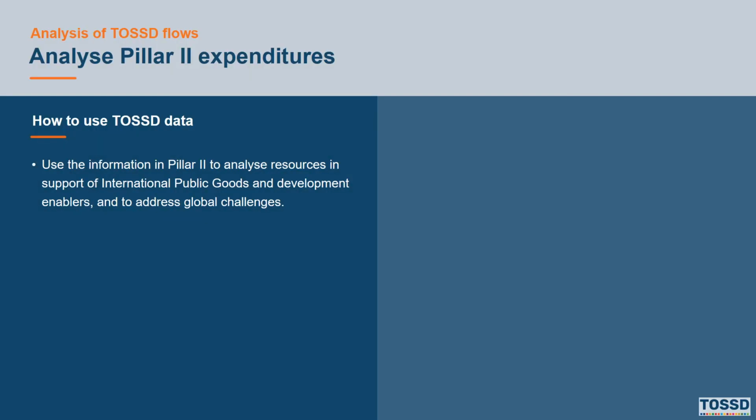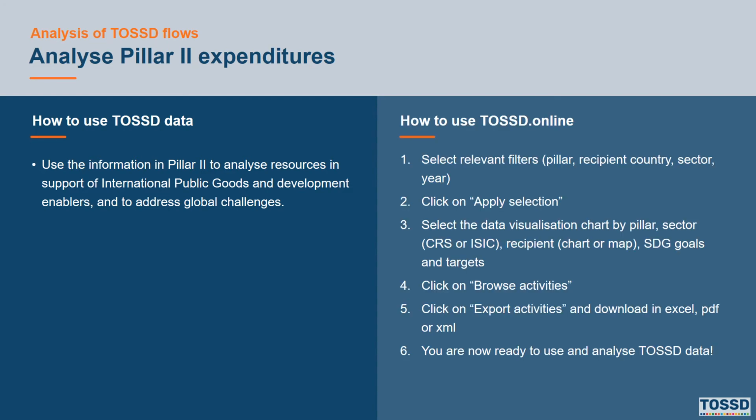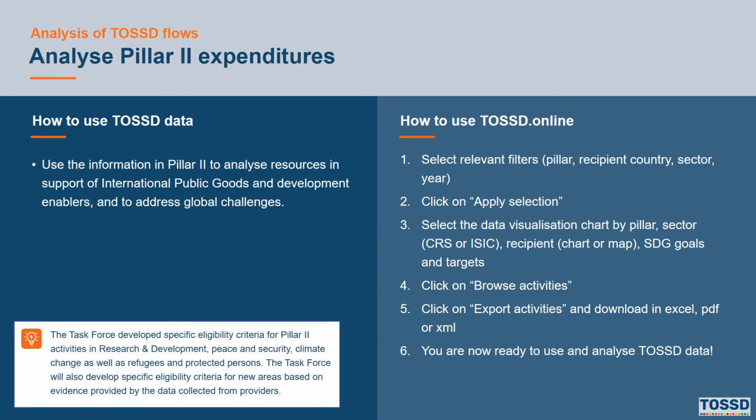FC01. One of the characteristic features of TOSD is to have both Pillar 1 and Pillar 2 data. What are Pillar 2 data? We can use the information to analyze resources in support of international public goods and development enablers. And for these kinds of activities, there are specific eligibility criteria that apply, for example, to sectors such as peace and security, climate change, and refugees and protected persons.